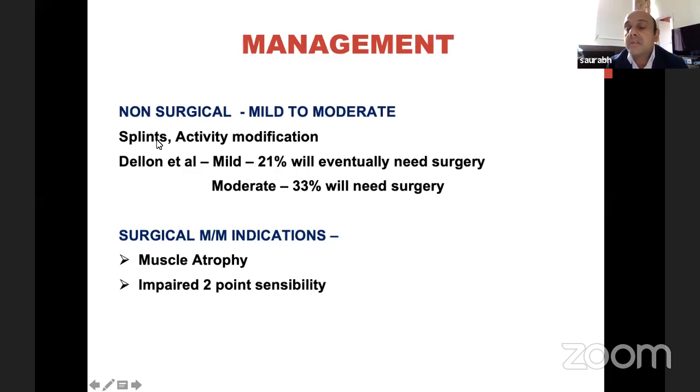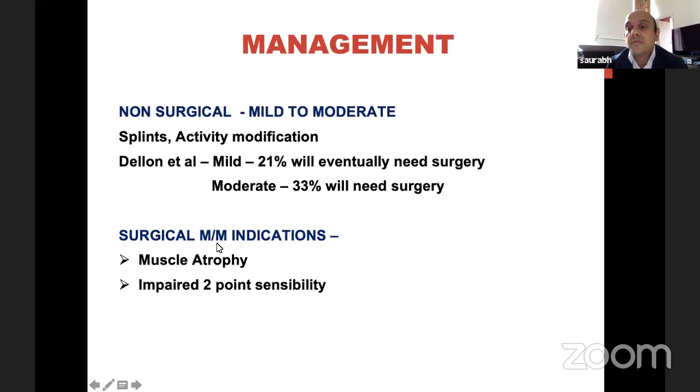So those simple things, they help a lot. Activity modification: people who lean their elbow onto hard surfaces, tell them to use a cushion. So all those little changes make a big difference. And in mild cases, 80% you can get away without an operation. 20% will need surgery. Moderate, around 1/3 will need surgery, but 2/3 you may escape without operating.